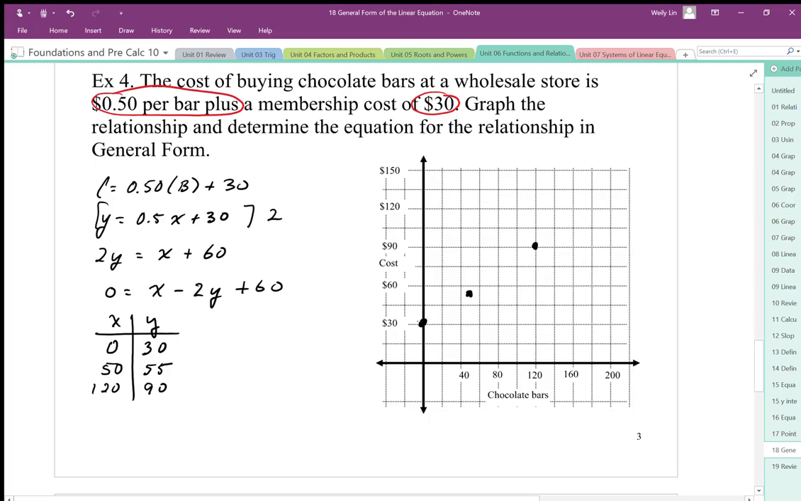So our relationship is going to look like this. Again, we can see our slope. The slope of 50 cents per bar shows up here like this.